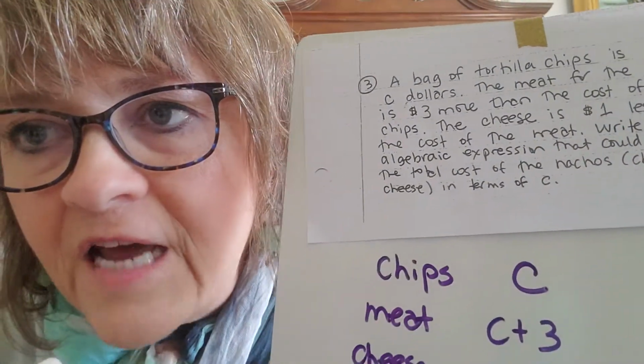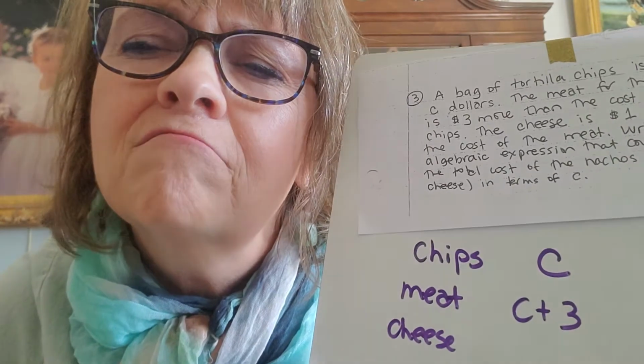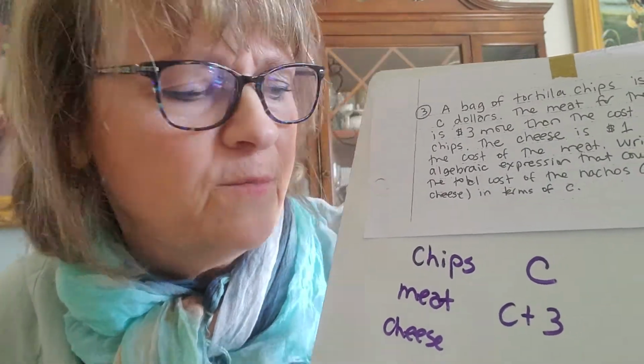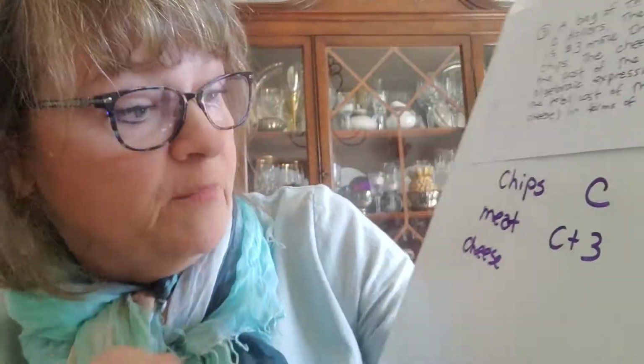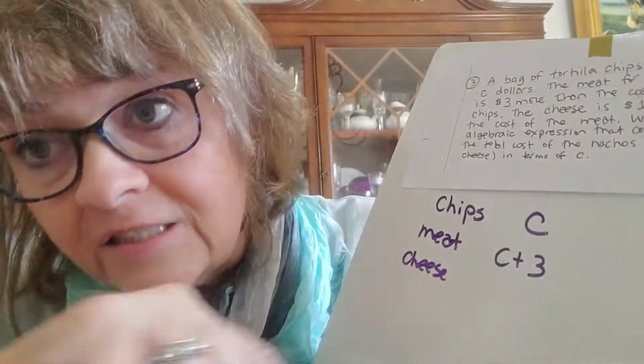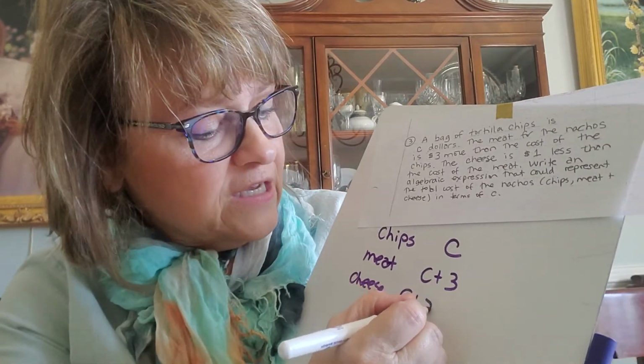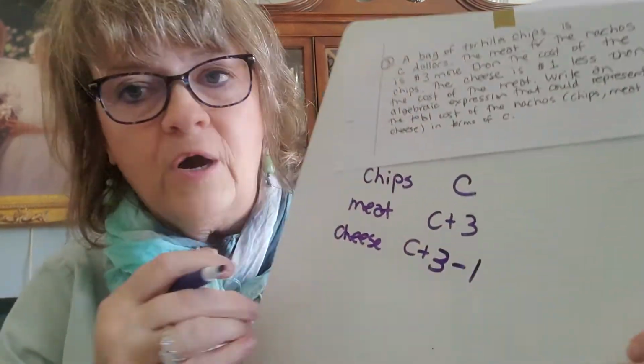Next, it says the cheese. Well, the cheese, it says, is $1 less than the cost of the meat. $1 less than the cost of the meat. Well, what's the cost of the meat? Well, the meat is C plus 3. The cost of the cheese is 1 less than the cost of the meat. So 1 less than means to do what? Yes, subtract 1. So the cost of the cheese is the meat, subtract 1.